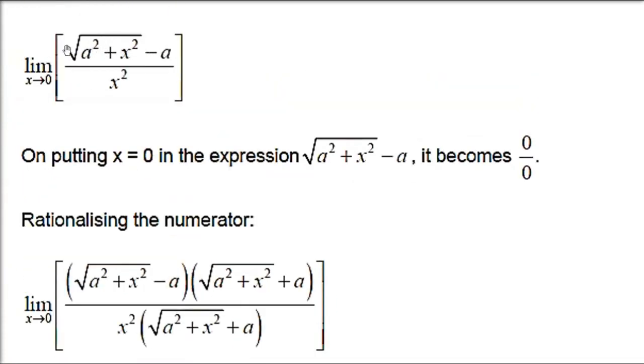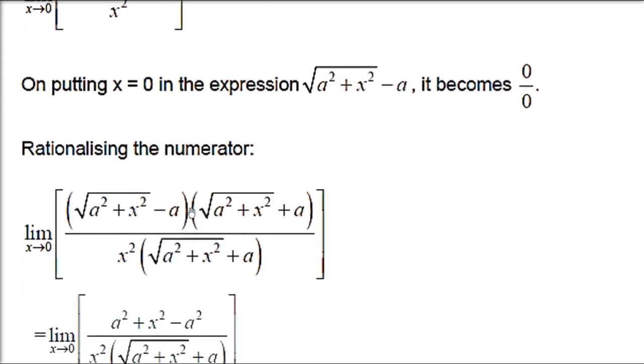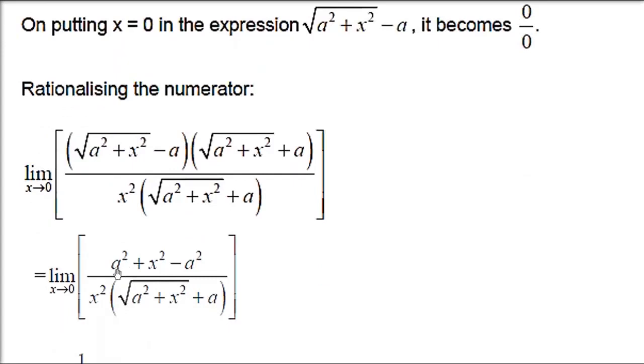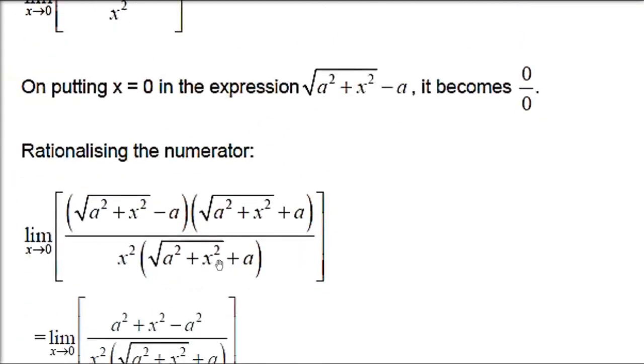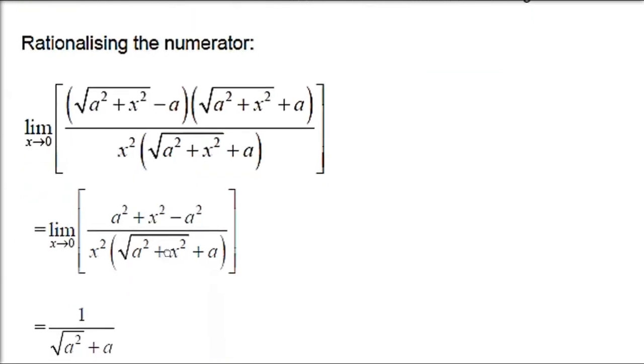Now rationalize the numerator. Assume it to be p minus q. You have to multiply by p plus q. So p plus q, you have the a square minus b square formula. So this square will be a square plus x square, and then you have minus a square. So a square gets cancelled, x square will remain. X square was already there in the denominator, so x square gets cancelled.